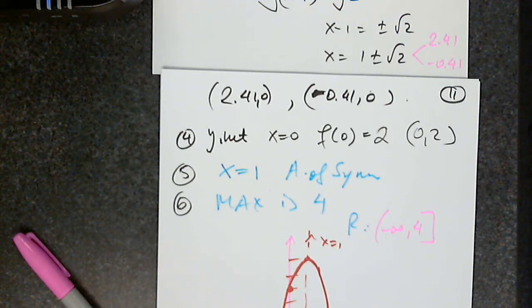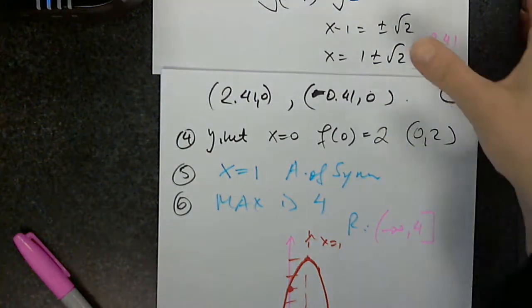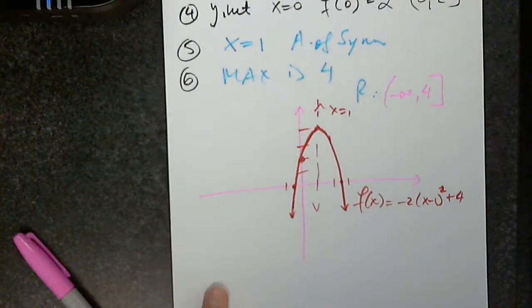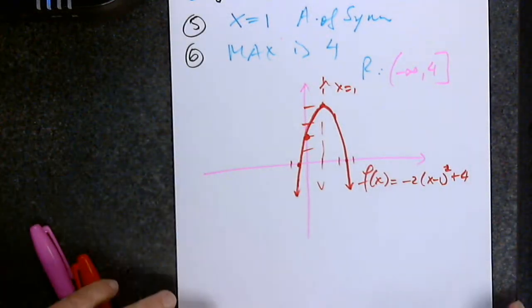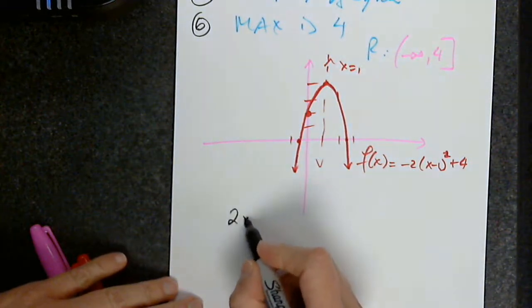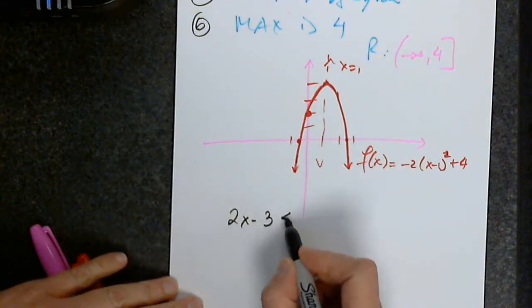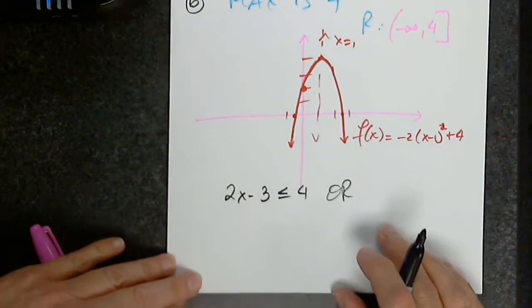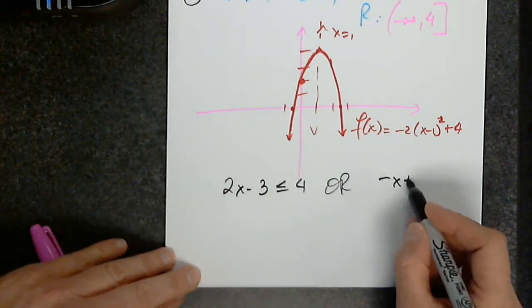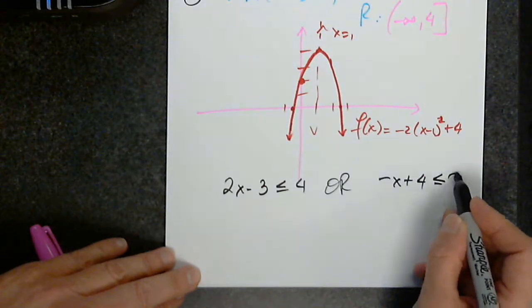What about going all the way to the beginning, compound inequalities with or and and? Right. Very good. Good pick. Let's do that. So let's say I have 2x minus 3 less than or equal to 4, or negative x plus 4 less than or equal to 2.